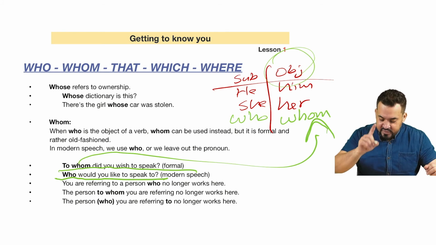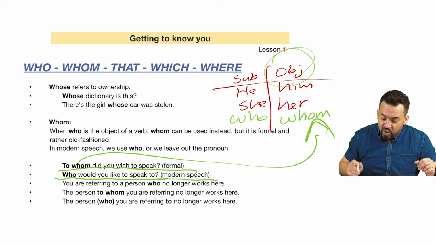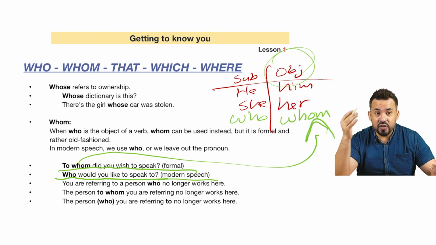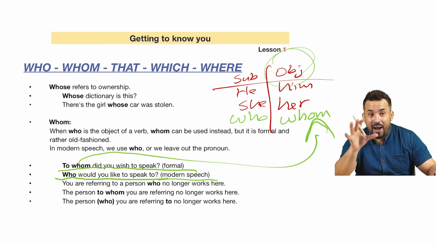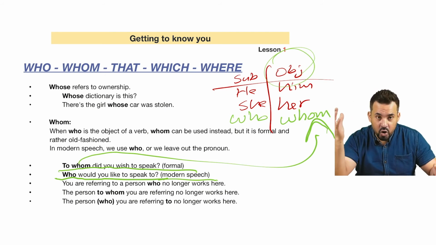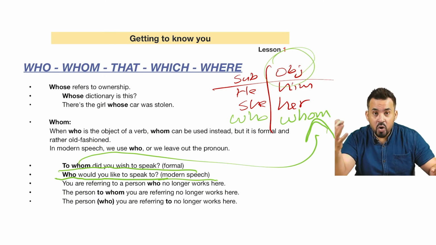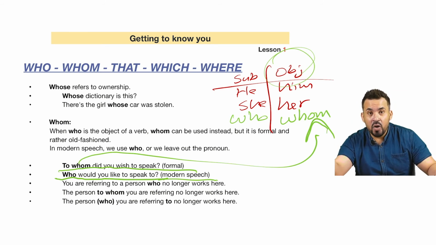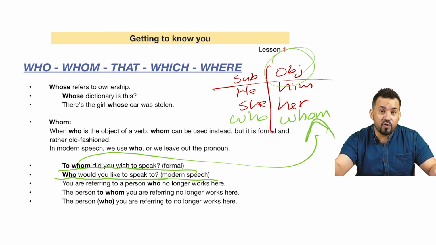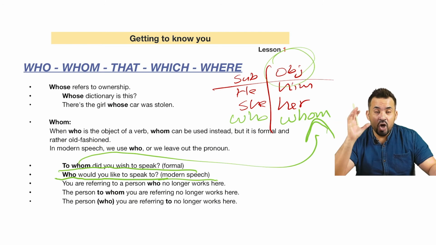No, actually, this is not the object. This is just modern speech. Because correct English, correct grammar, would be whom would you like to talk to, or whom would you like to speak to? Because the answer is still him or her. That means the question should still be whom.